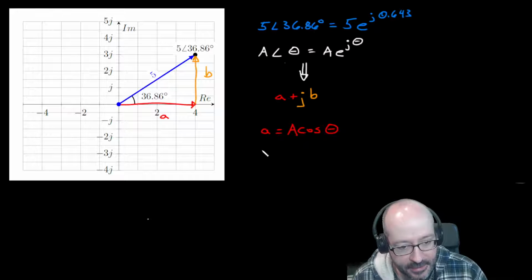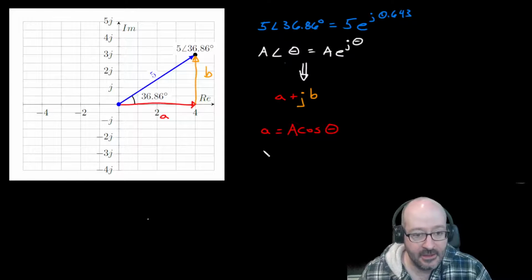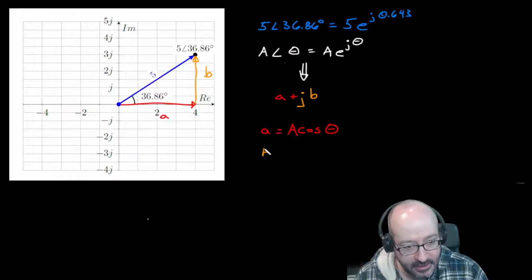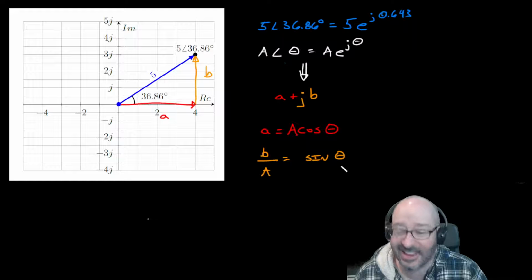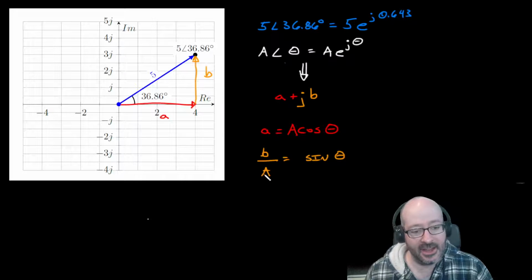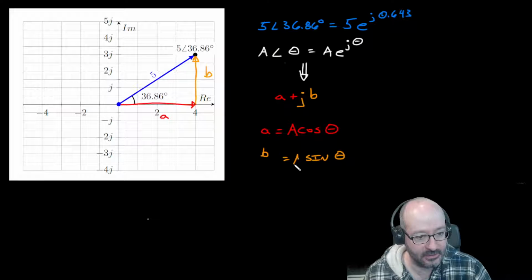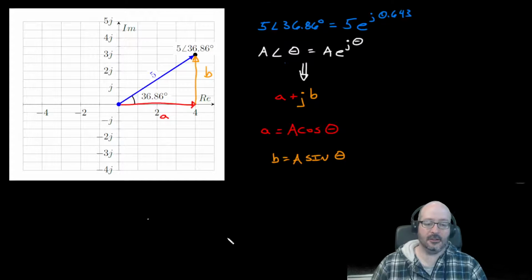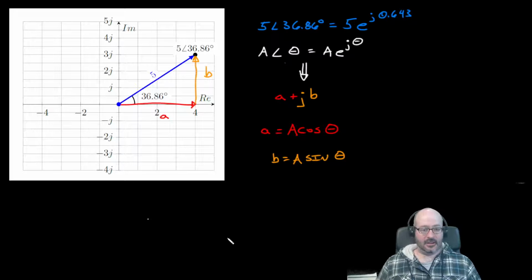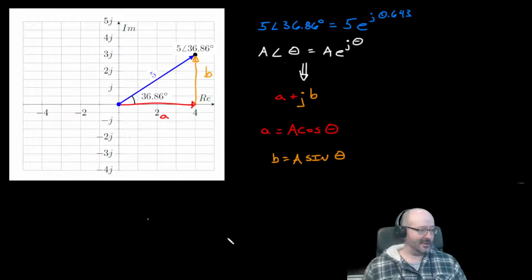We're going to do the same thing with b, but b is now the opposite side, so it's the opposite over the hypotenuse. That's going to be the sine of theta. Then we play the same game, where we already know what capital A is, so I'm going to bring capital A up there, so b = A sin θ. That's going to give us our two components in rectangular form.